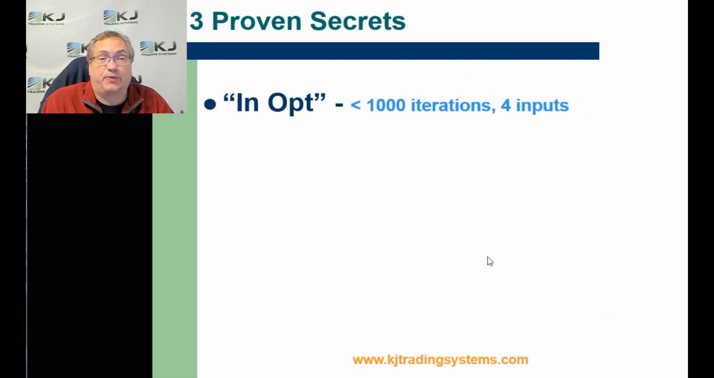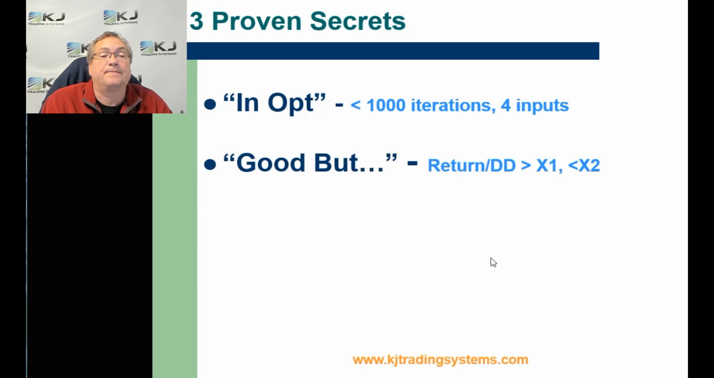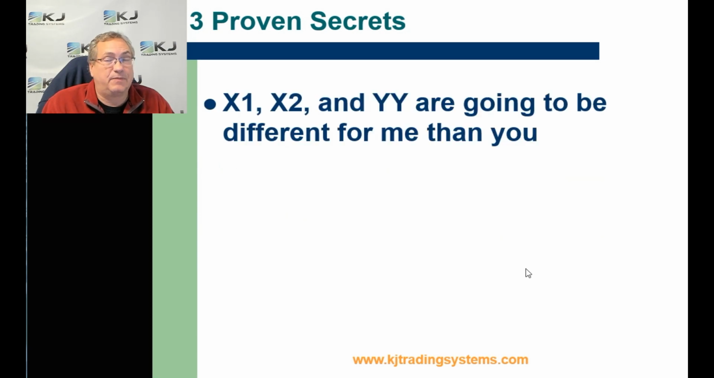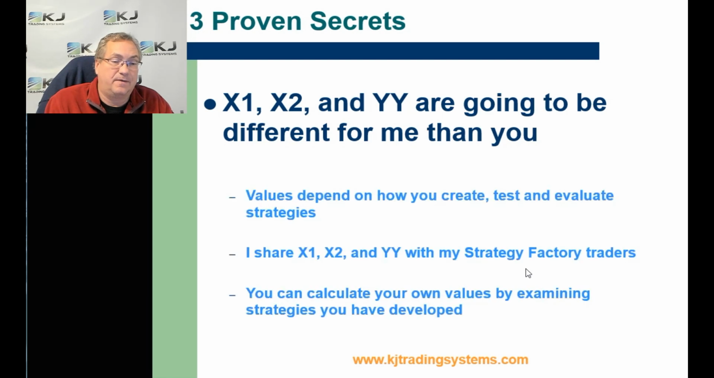Okay, so those are 3 proven secrets. Again, intelligent optimization, less than 1,000 iterations, 4 inputs, no more. Good, but not too good. Get that sweet spot of your strategy backtest where they're not overfit. And finally, you want to run a strategy live before you commit real money to it. Now, those values might be different for you if you go about doing this yourself. Of course, I share them with people who take my course.